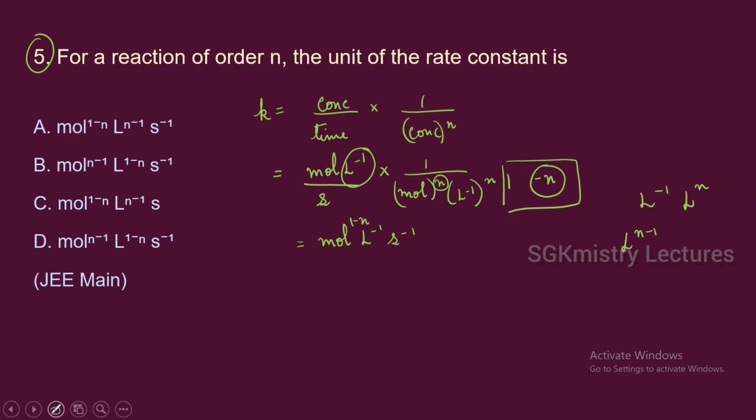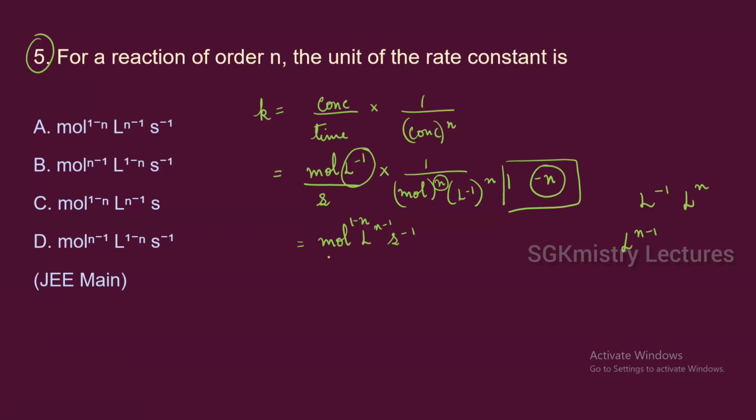I'll do the changes here itself instead of writing one more step. So I have L to the power of n minus 1, because n was in the denominator, that was minus n. When I bring it to the numerator, it becomes plus n. So I have mole to the power of 1 minus n, L to the power of n minus 1, and second inverse.